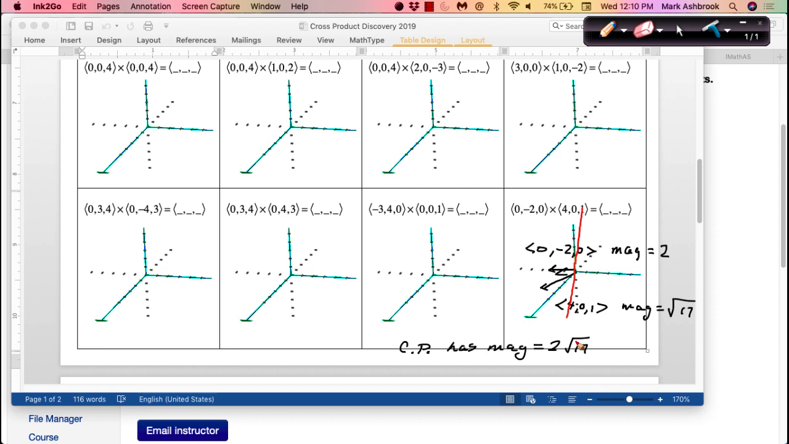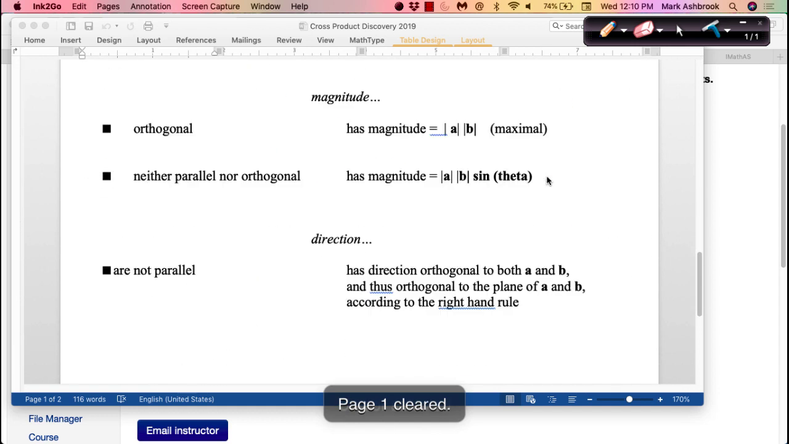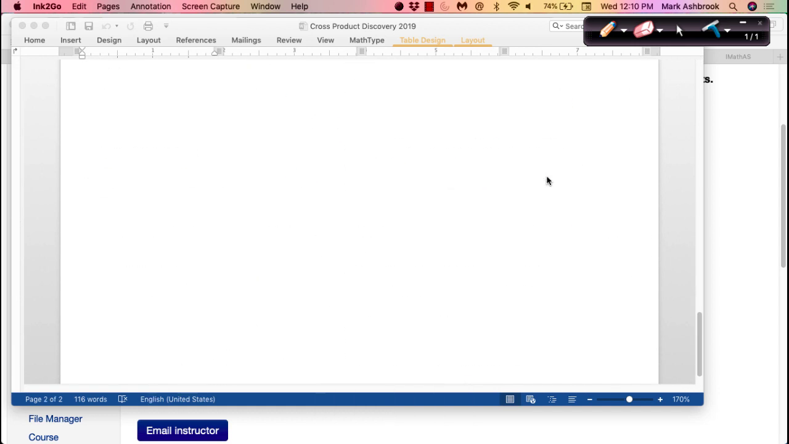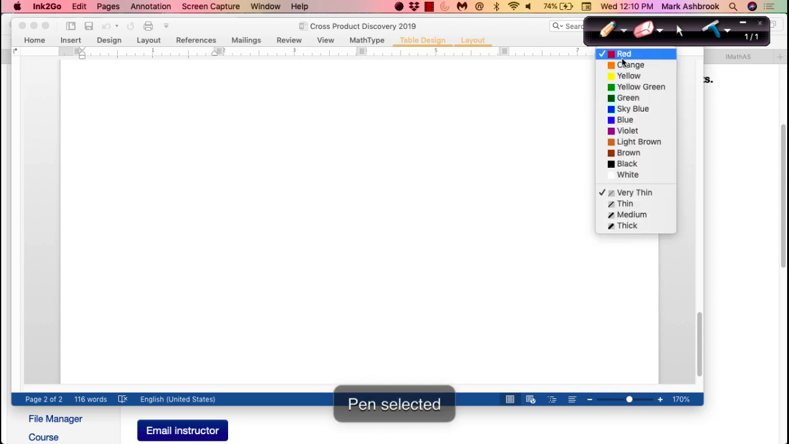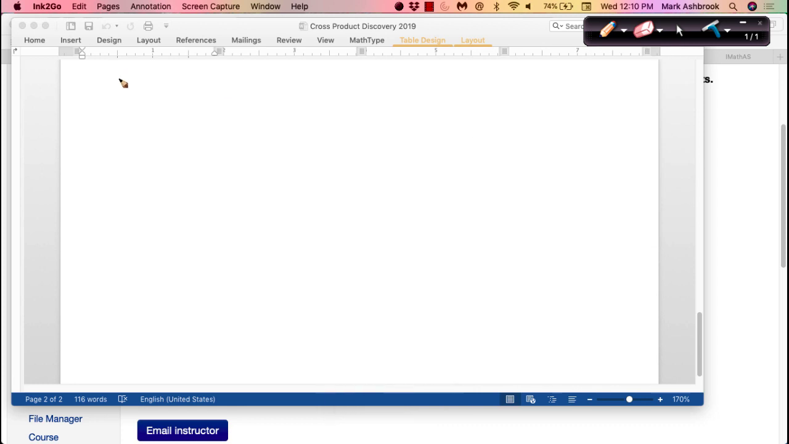So I'm going to show you how to actually get the components of the cross product. And then once we get the components, we'll compare to what we just concluded about the magnitude and the direction, and see that that makes sense. So here's how you find the cross product. You're going to make a 3 by 3 matrix.